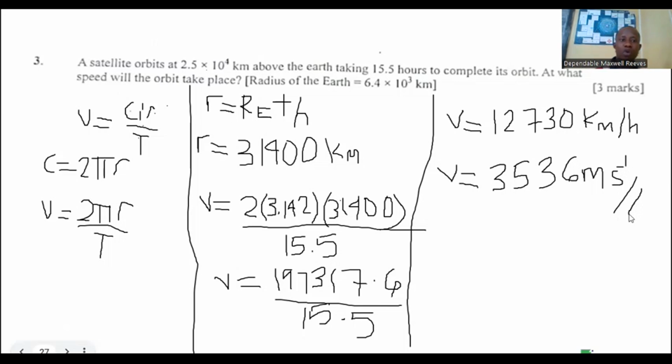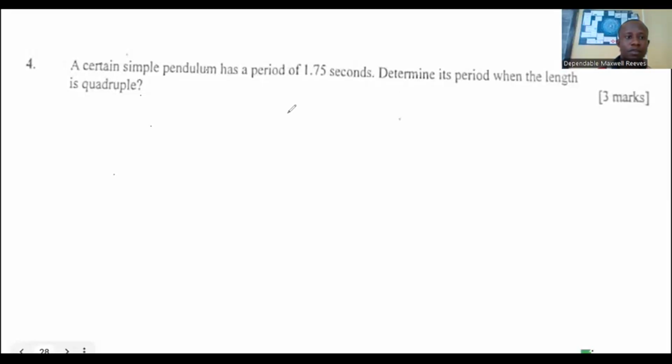Let's move to question number 4. A certain simple pendulum has a period of 1.75 seconds. Determine its period when the length is quadrupled. Now, the word quadruple means 4 times. So in the question, we are told that the simple pendulum has a period of 1.75 seconds.